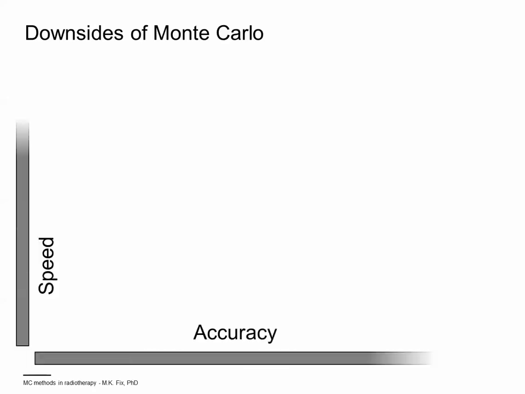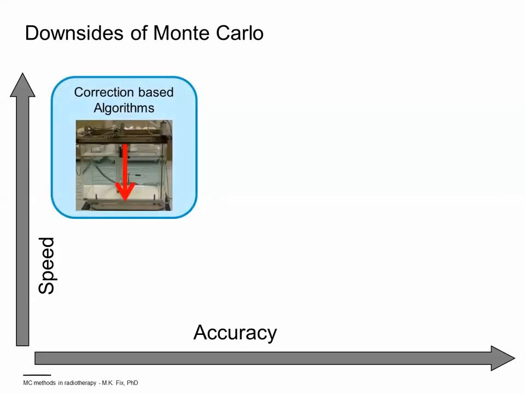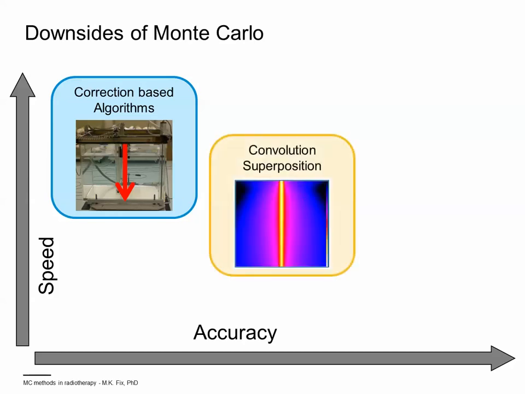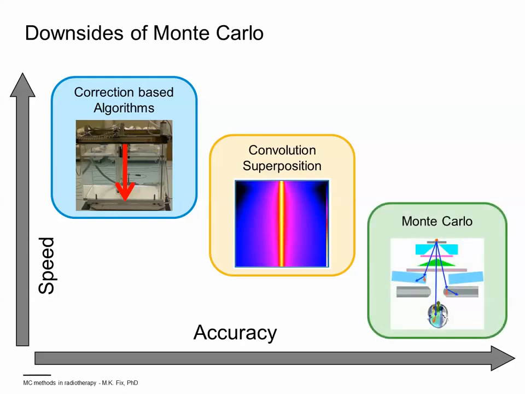Of course, there are also some downsides of Monte Carlo, one of which is the speed. While we have seen in the previous presentation that correction-based dose calculation algorithms are extremely fast but limited in accuracy, the convolution superposition algorithm provides improved accuracy at the cost of calculation speed. This trend is continued for Monte Carlo methods.